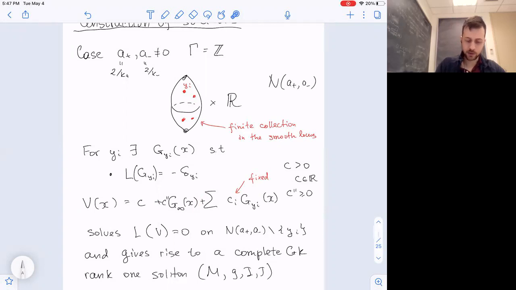So again, how does it work? We first choose parameters A plus and A minus. They prescribe n, A plus, A minus, the orbifold together with the metric H. This is what you have. Then you make an arbitrary choice of points in the smooth locus, and for these points the claim is that you can solve this equation. We should write that it is positive and goes to 0 at infinity.